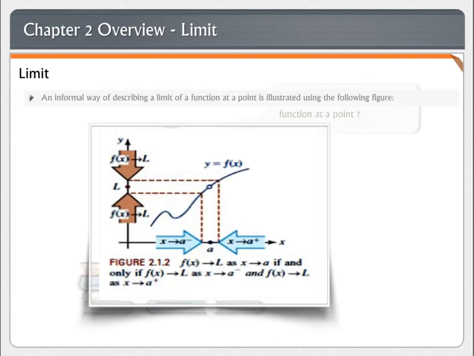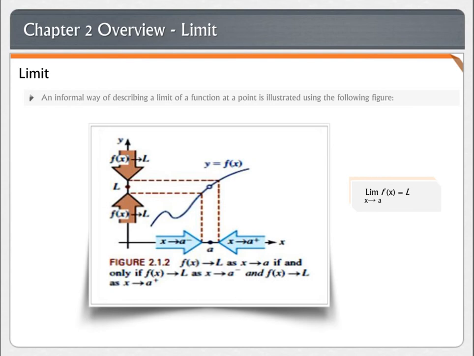Well, an informal way of describing a limit of a function at a point is better given geometrically, illustrated using the following figure. As is evident from the figure, once you are approaching or getting very close to the point A on the x-axis, you will notice that for these points approaching A, the value of the function is getting closer and closer to a certain value on the y-axis, which is L. If this is true, then we say that the limit exists and it's equal to the value L.